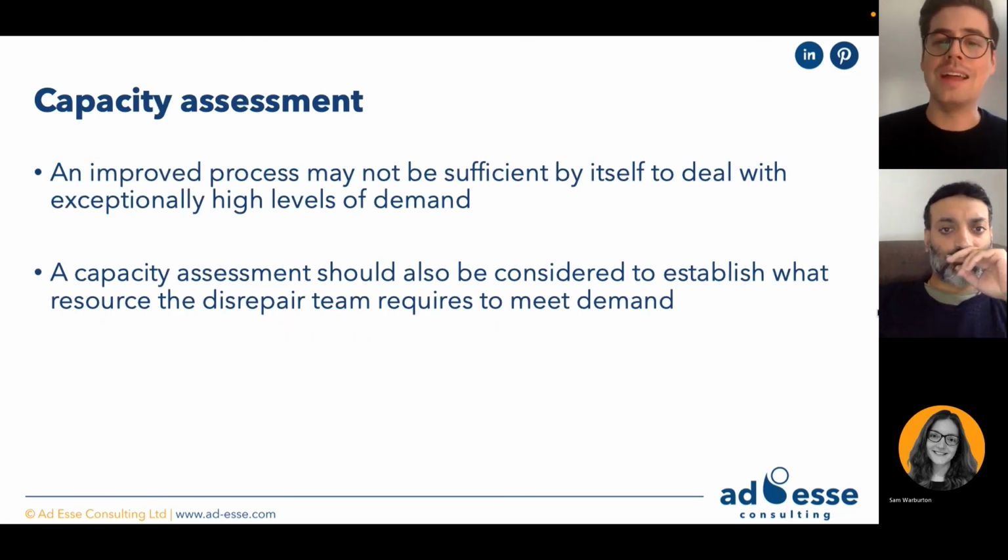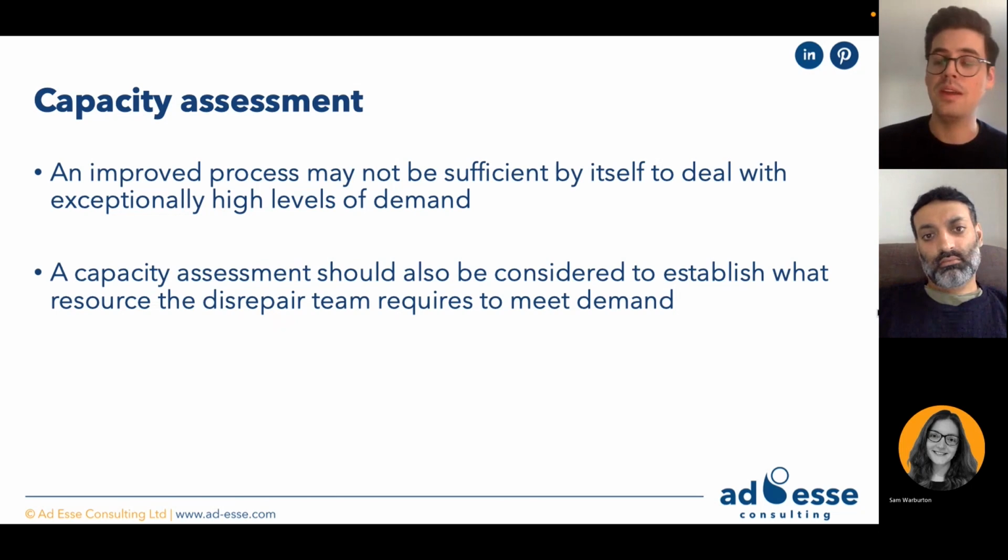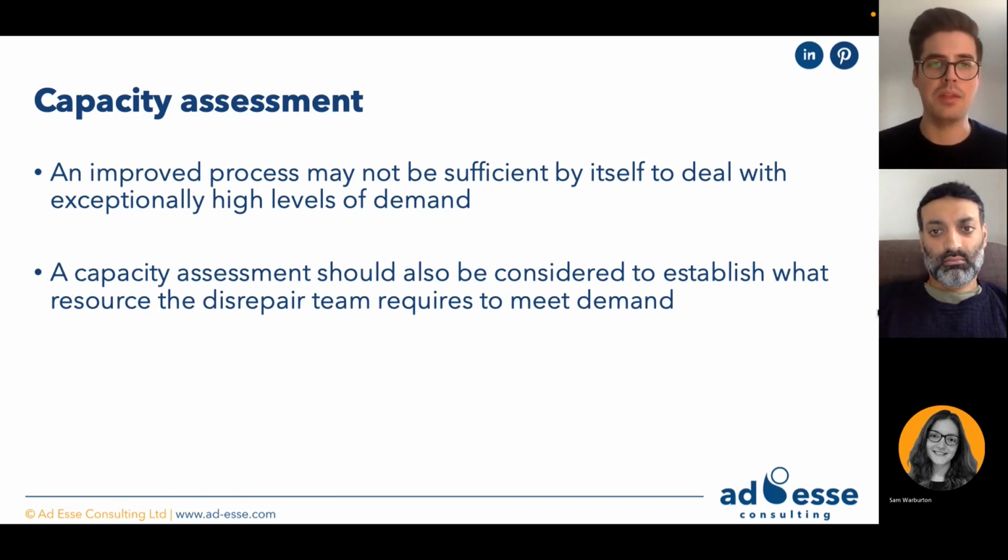Now, in addition to that, you can improve your disrepairs process and make it far better than it is at the moment, and that might help you work through some of those high levels of demand that are coming through. It might help you to reduce your total process time. But in light of the exceptionally high levels of demand that we're seeing at the moment, it may not be sufficient to deal with it alone.